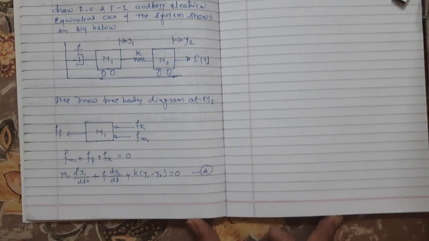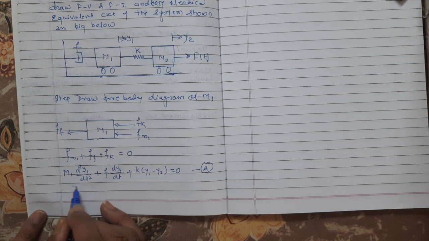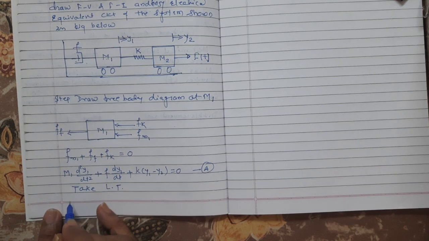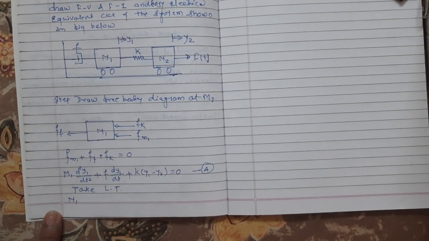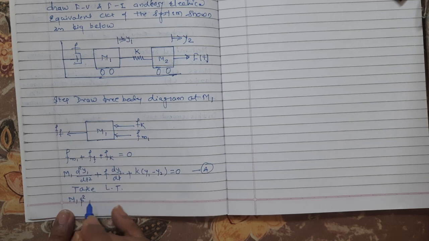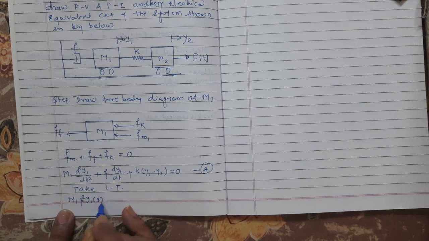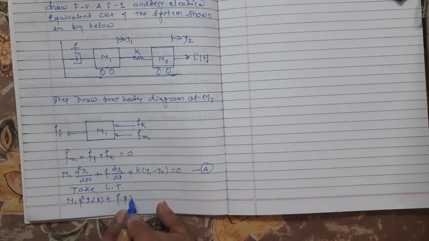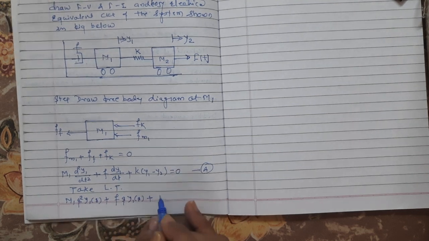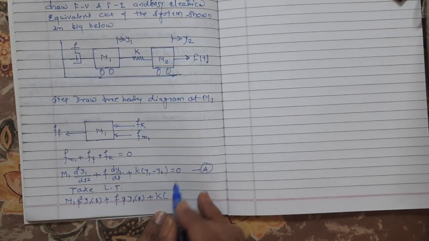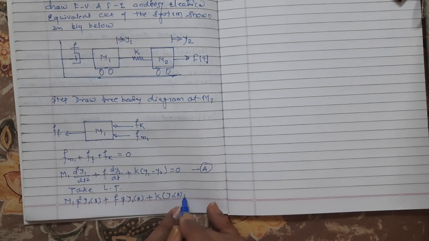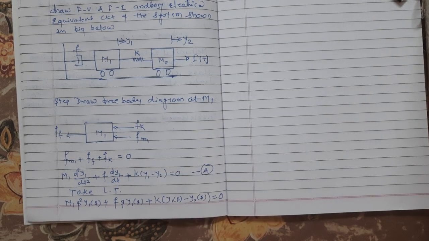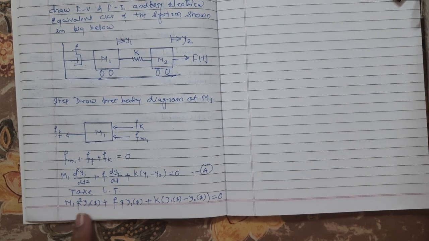Now take the Laplace transform of this equation. So the Laplace transform: m1 as it is, d square by dt square becomes s square, and y1 becomes y1 of s, plus f as it is, d by dt becomes s, and y1 of s, plus k in bracket y1 of s minus y2 of s, bracket complete, equals 0. So this is our equation.